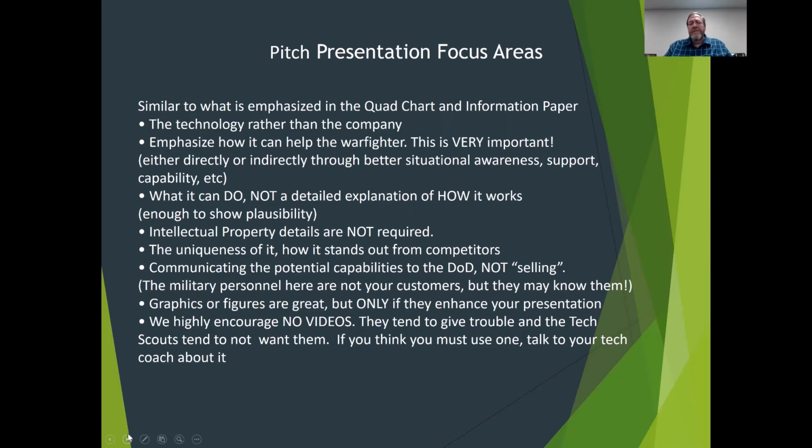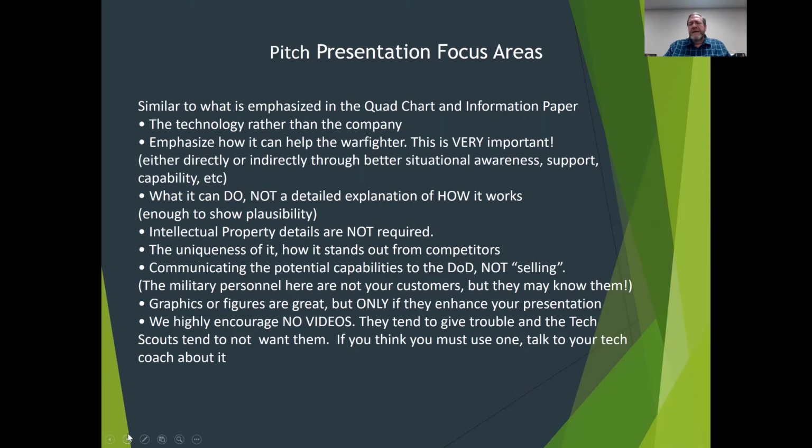You may give them enough information to show a basic plausibility, like, I'm adding this capability because I'm able to do this at a different level or at a different amplitude, or maybe I can enhance it in some ways due to some new technology that has just come around the corner. But you don't have to give a lot of details. Intellectual property details are not required when you're giving your pitch.